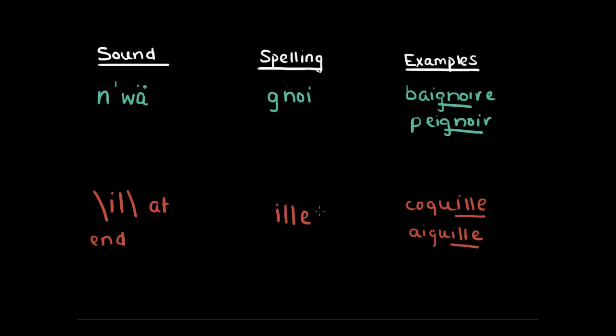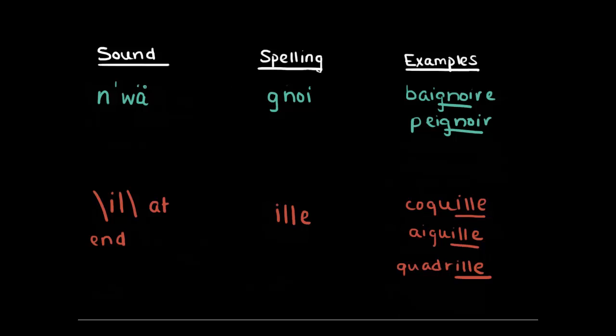It can be just pronounced "ill," sometimes it's just "E," and most of the time it's both of them. But the "ill" definitely is the first pronunciation: coquille, aiguille. So if you hear that at the ends of French words, you can be sure it's going to be I-L-L-E at the ends there. Another example I can think of is quadrille. So that's another one. Okay, so that covers most of them.